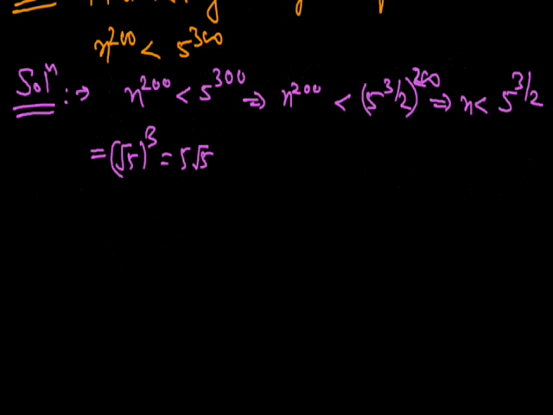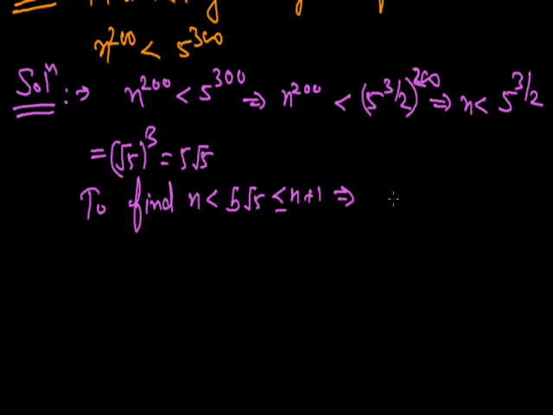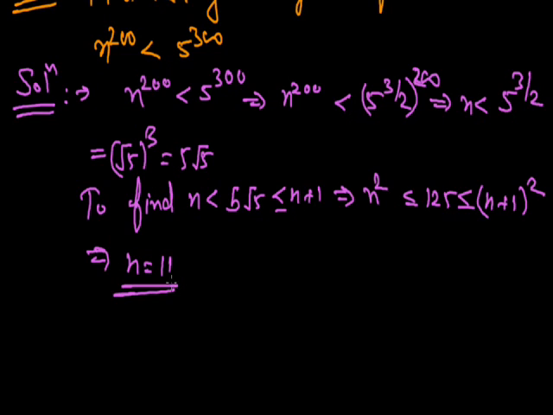To find an integer n such that n is less than 5 root 5 is less than n plus 1, we would have n square is less than or equal to 125 is less than or equal to n plus 1 whole square. By inspection we may see that the value of n is 11. So the value of n is equal to 11. That is our answer. Let us move to our next question.